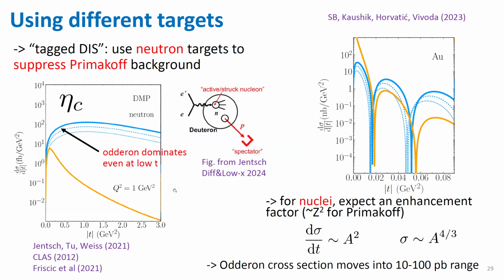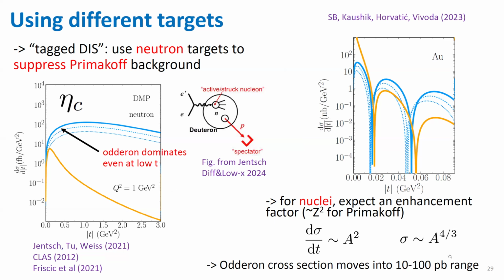The cross-section, on the other hand, can be enhanced by looking at collisions with a nuclear target instead of a proton, which we can also do at the EIC. And some rough estimate.